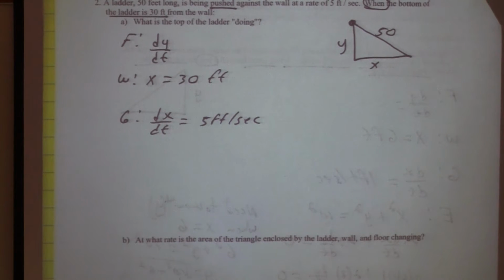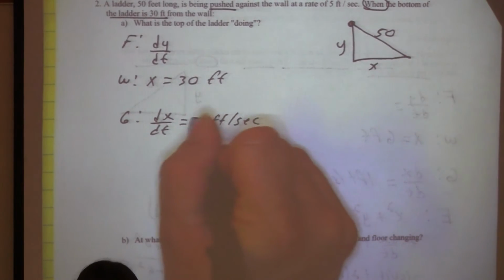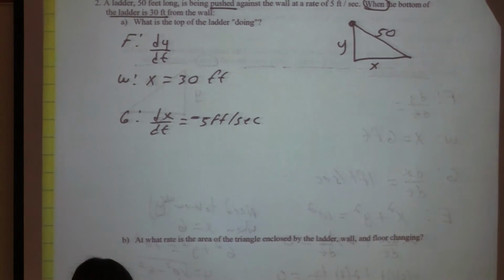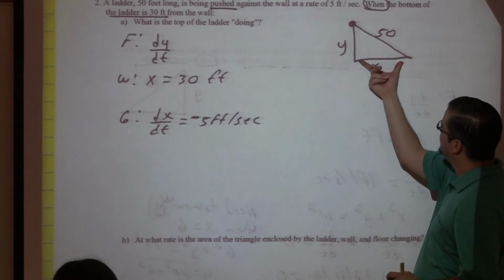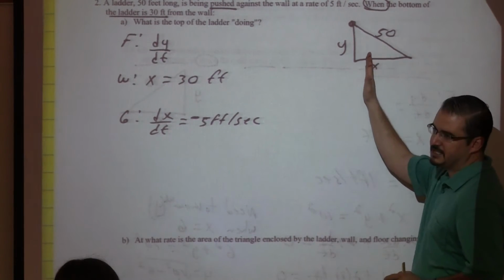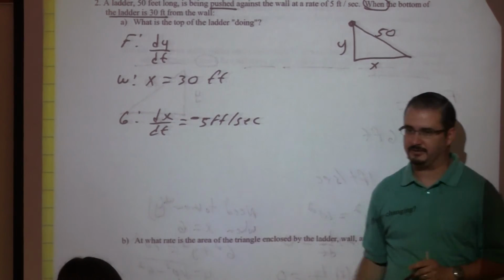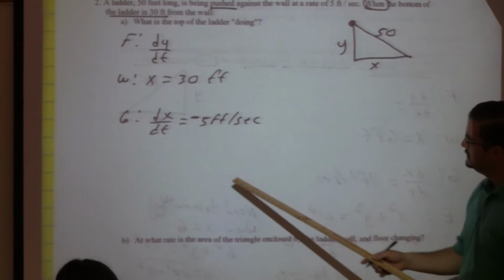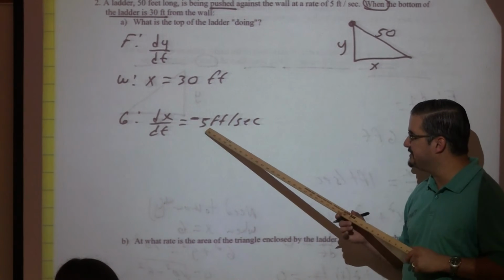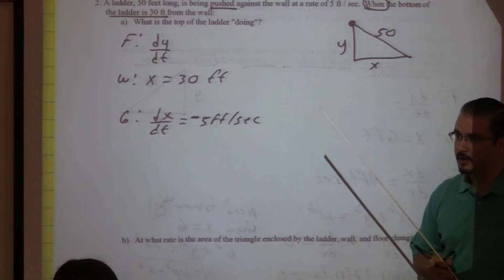Should it be negative, Caitlin? You're asking? It is negative, very good. Thank you for noticing that, nobody else did. So why is it negative? Because I'm pushing it, so what's happening to this distance? It's decreasing at this rate. Okay, so is he pushing it pretty fast? Yeah, because he pushed it pretty hard for it to move 5 feet in 1 second, right?